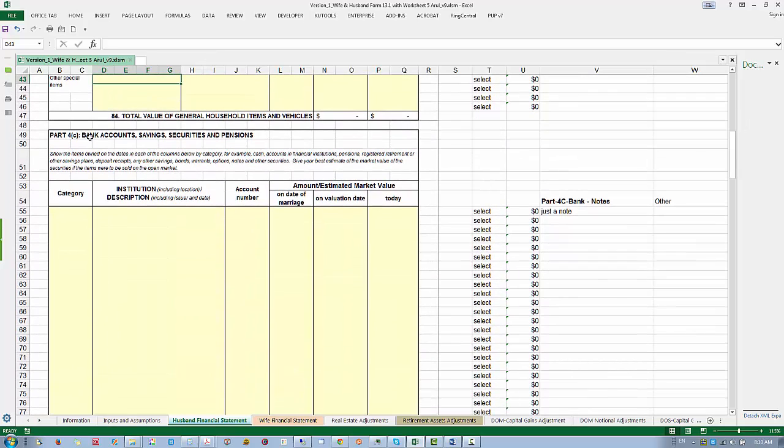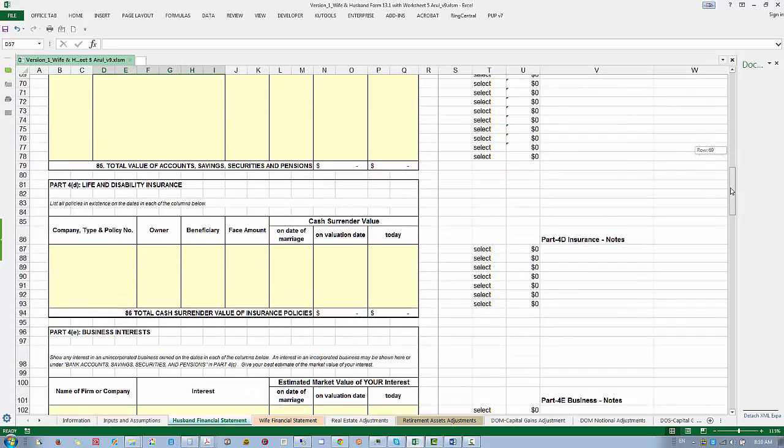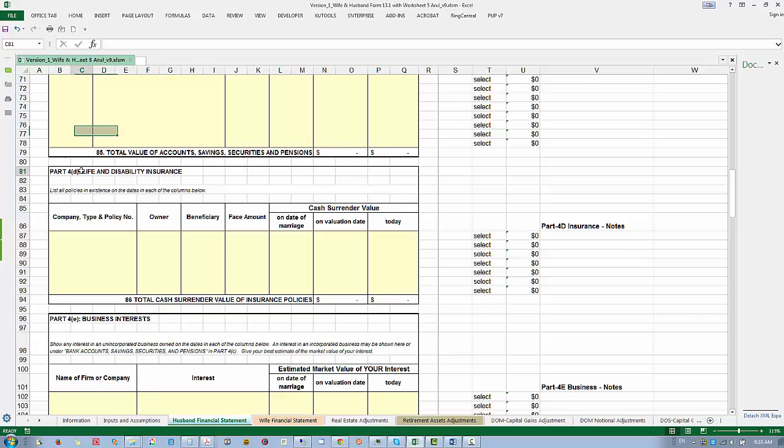Part 4C is the bank accounts, savings, securities, and pension. So this is all the financial assets go in here. And then the life insurance pieces all go in here. Now, we won't be having you develop the financial statements. That's our job, but the wizard really helps gather and organize the documents so that we can do our analytical work and come up with your neutral financial statements.